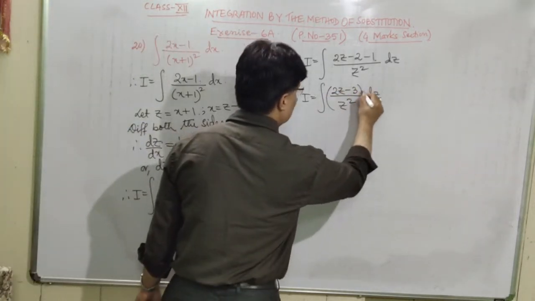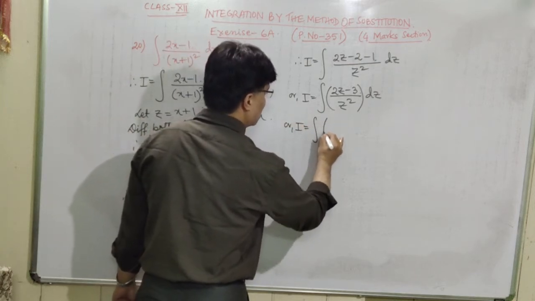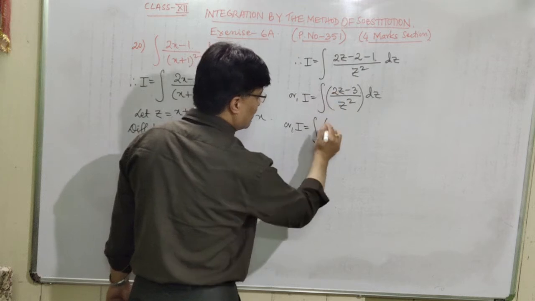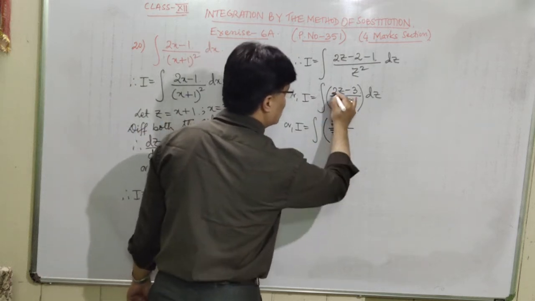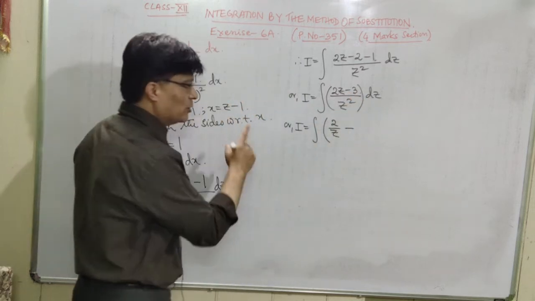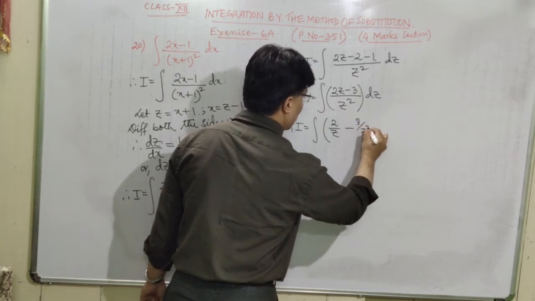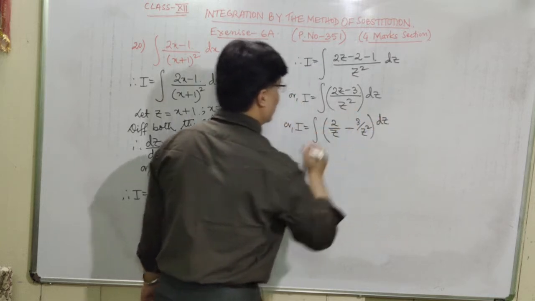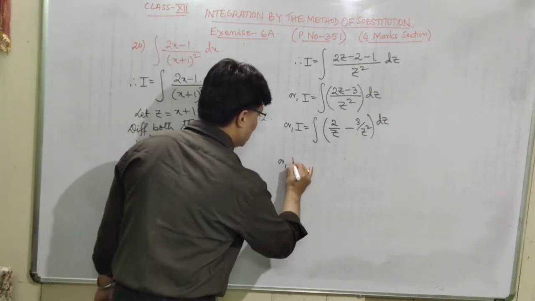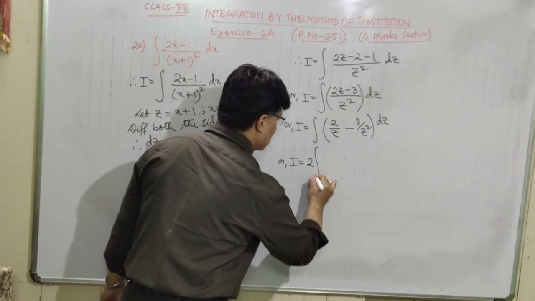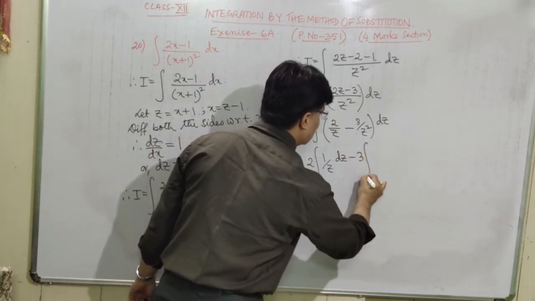Now you have to separate this expression. Or I is equal to the integral within bracket. What is 2z by z square? You know that this is 2 by z. Minus, 3 by z square. Bracket closed. Then you can write dz. Now we can separate the terms. Or I is equal to 2 integral 1 by z dz minus 3 integral 1 by z square dz.